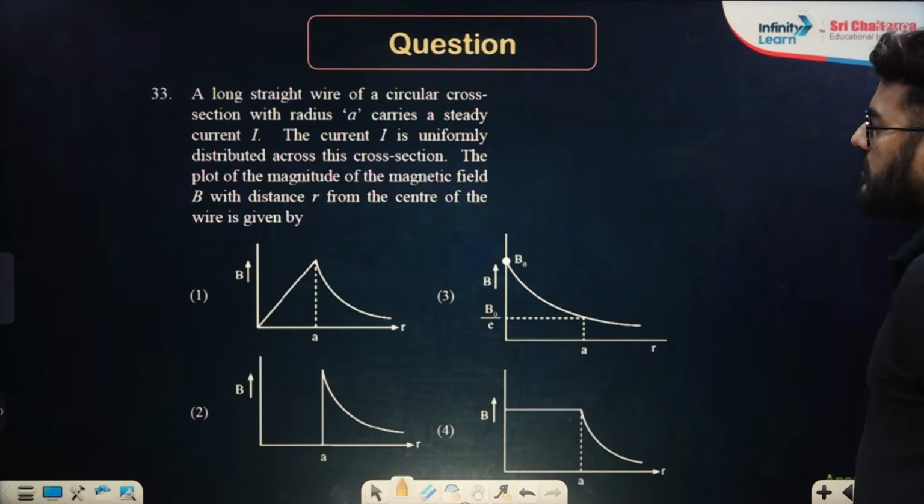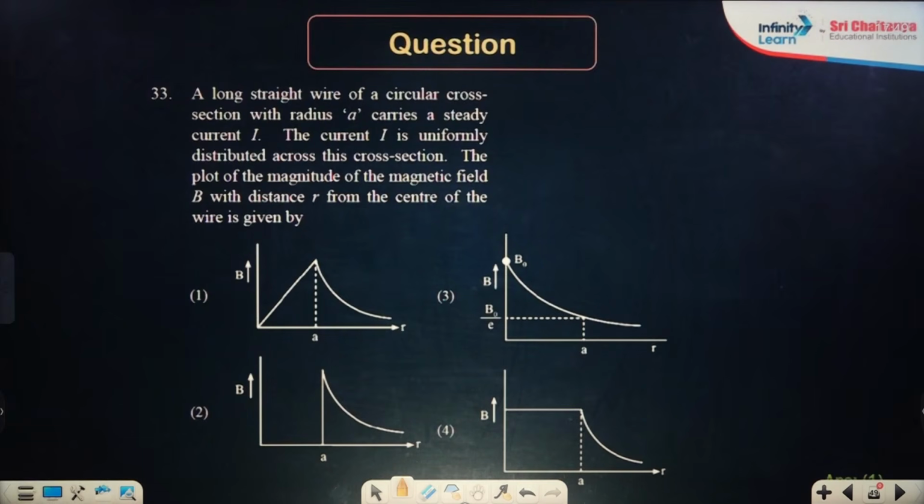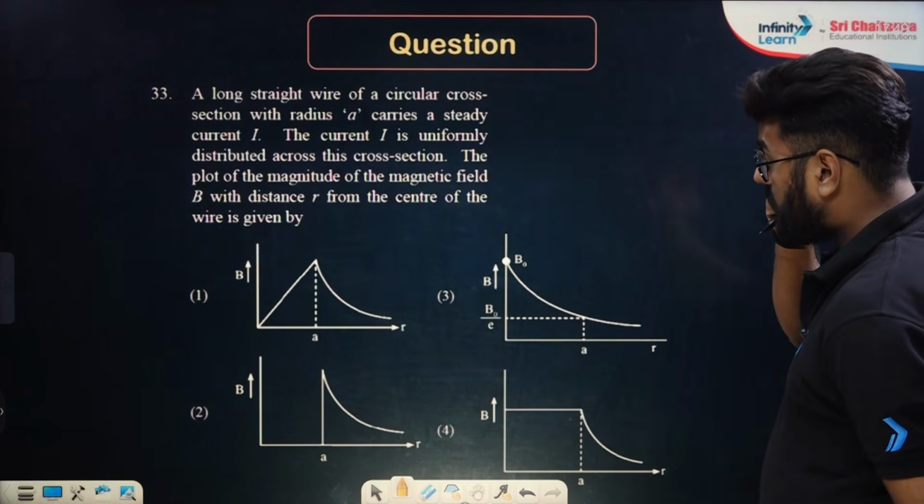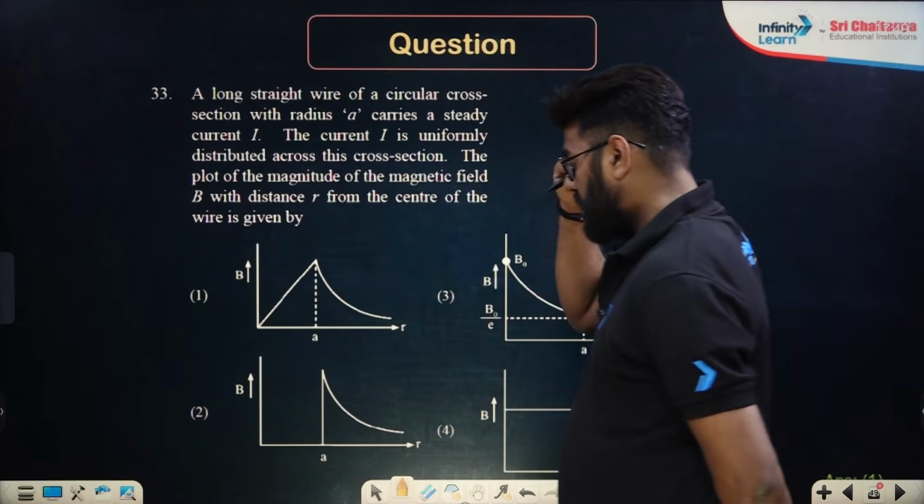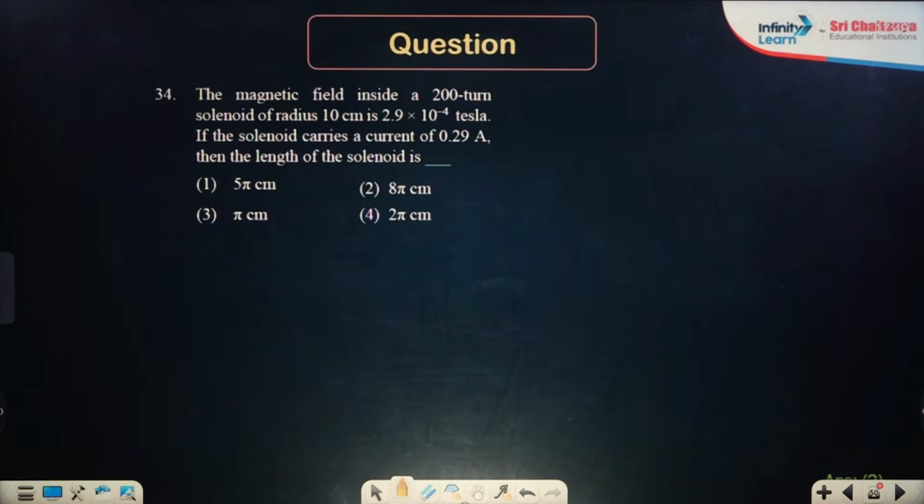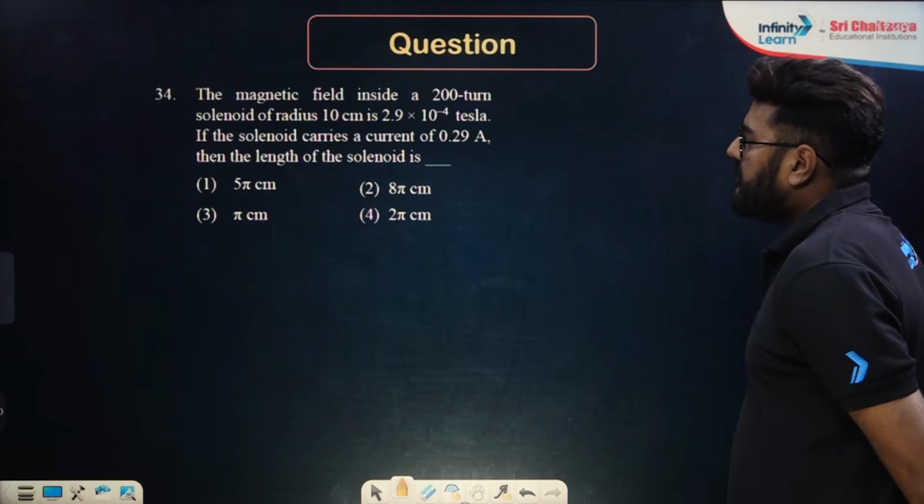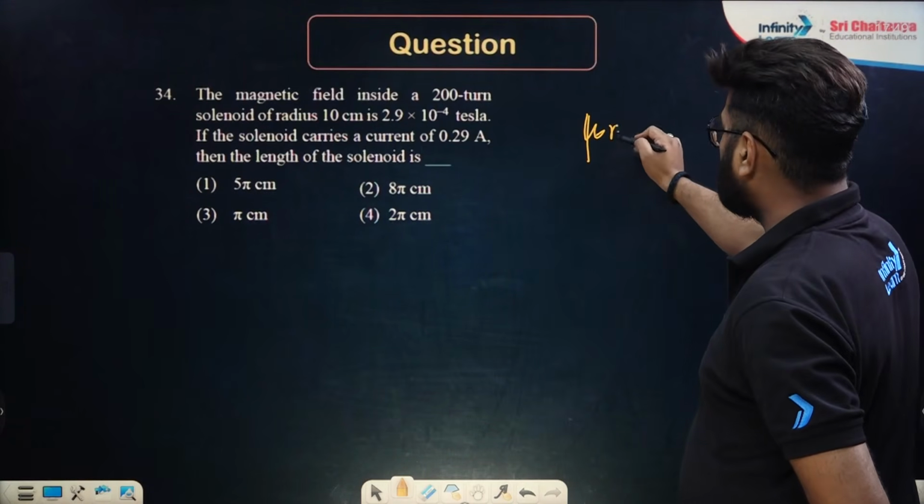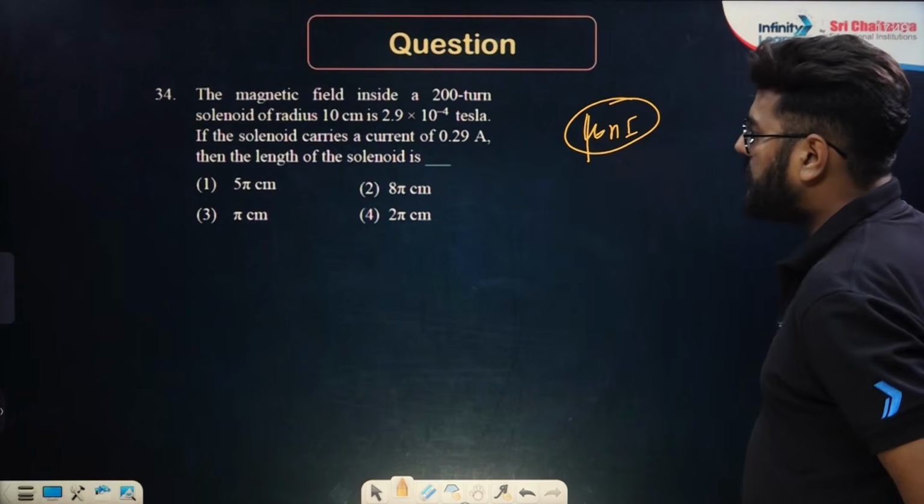Long straight wire of circular cross section of radius A carries a steady current I. The current I is uniformly distributed across this cross section. The plot of magnitude of magnetic field line. Option number 1 is the right answer. It increases linearly and then it is inversely related with R. Magnetic field inside a 200 meter solenoid. See, this is a simple mu naught Ni formula based problem.